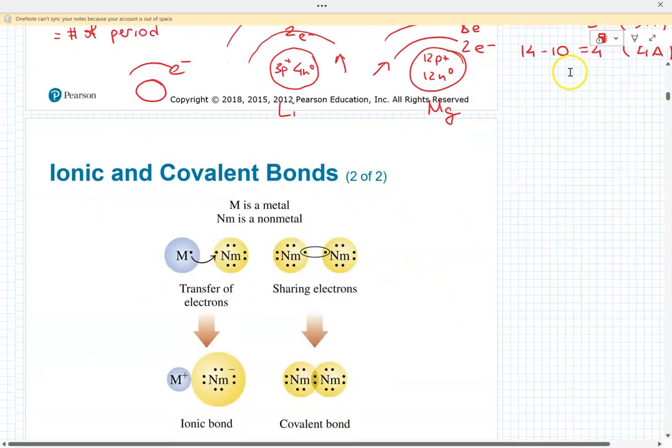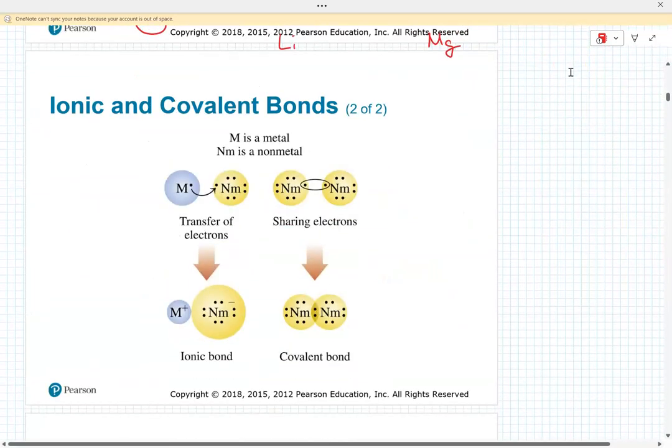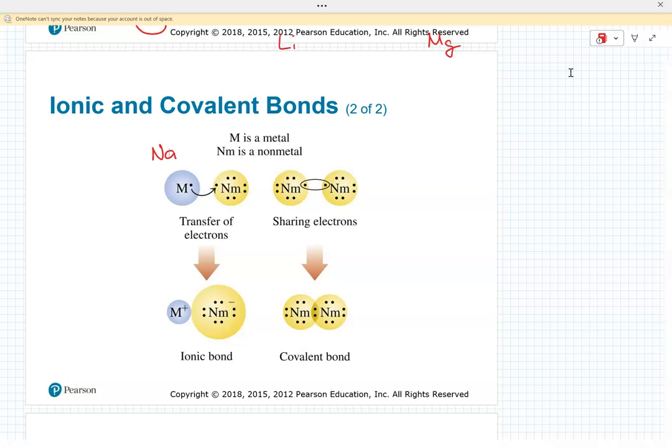So, let's not pretend that we don't know which elements we're talking about. Let's say this is sodium. How many electrons does sodium have on the outer, the valence shell? Remember the group number. Look, what is the group number? Group, not period. 1 valence electron, right?